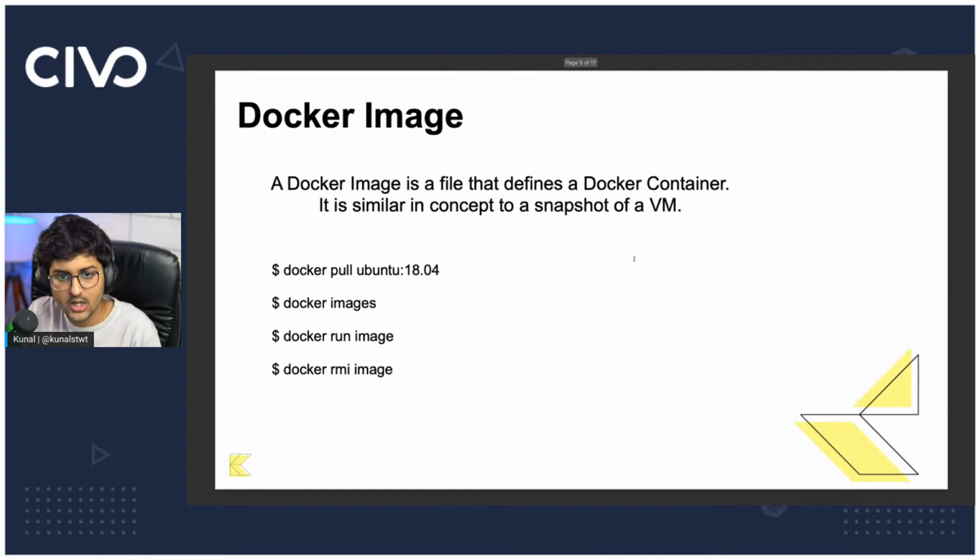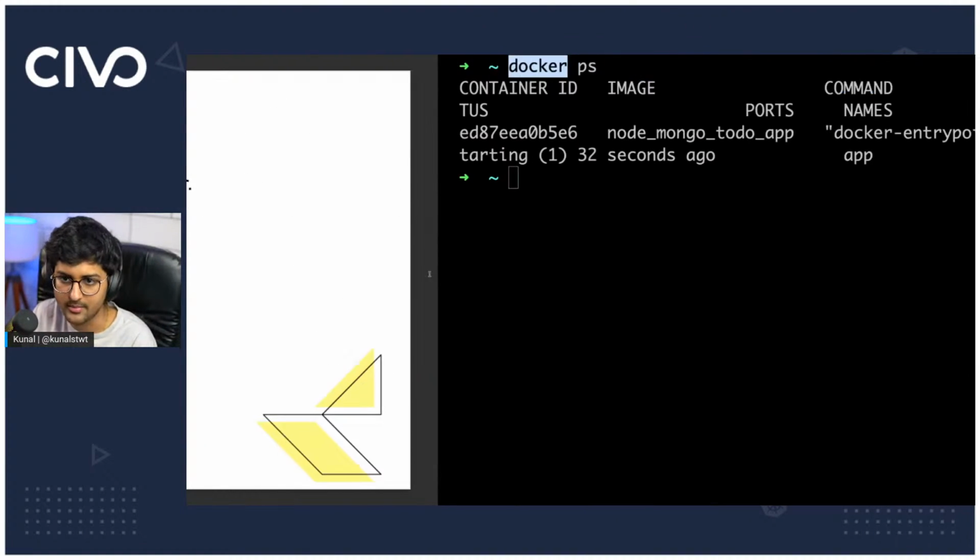Let's look into Docker images. A Docker image is basically a file that defines a Docker container. If you are familiar with virtual machines, it's similar to the concept of a snapshot in a virtual machine. Let me explain it in much more detail. What is a Docker image? Let's say I want to run MongoDB on my machine, or I want to run Ubuntu on my machine.